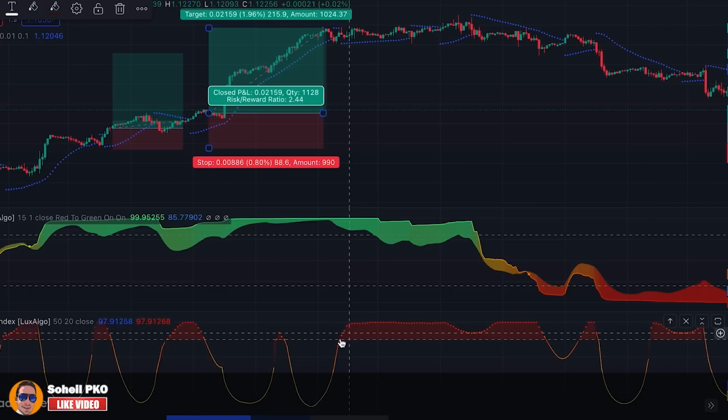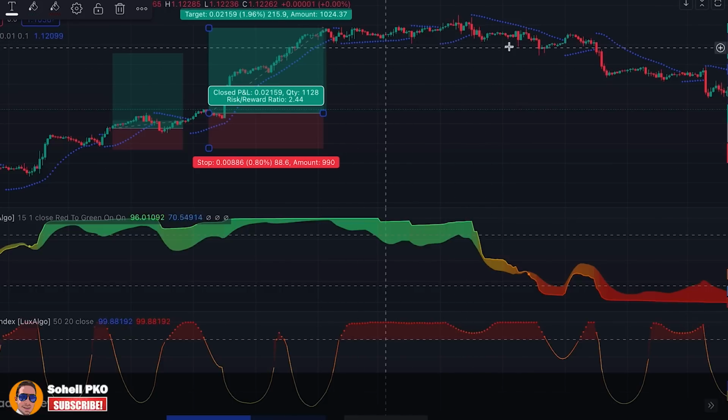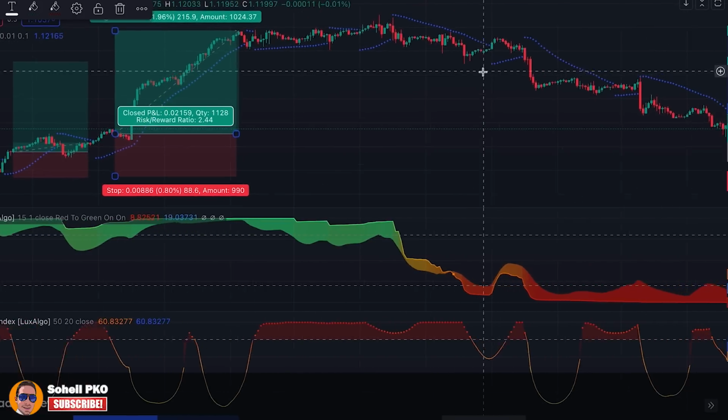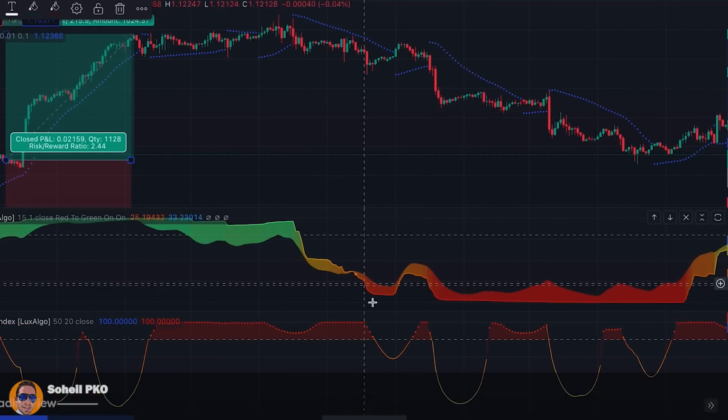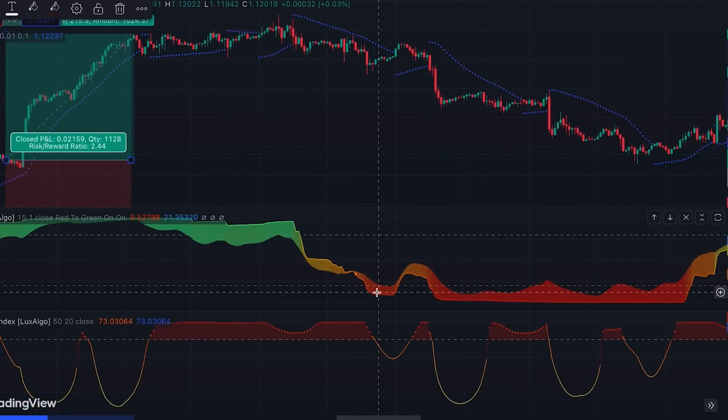From here, the squeeze became red, but it didn't go back below 80, and it shows that the market is not trending here in this part. And we wait until a new trend is established, which from here, the Rainbow RSI became red and telling us that the market is in a downtrend.